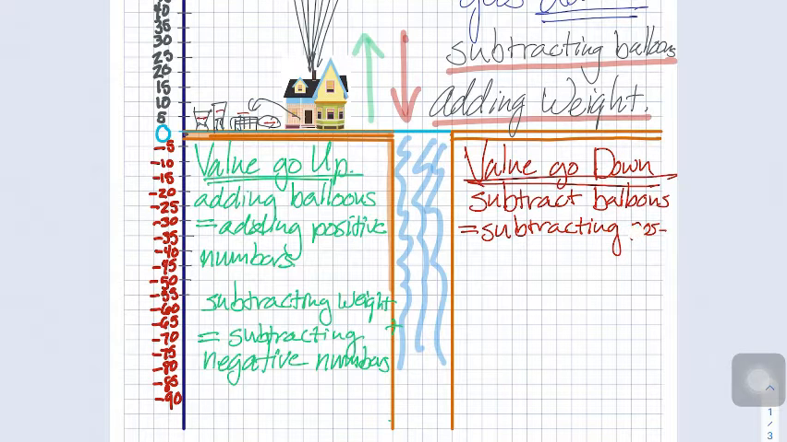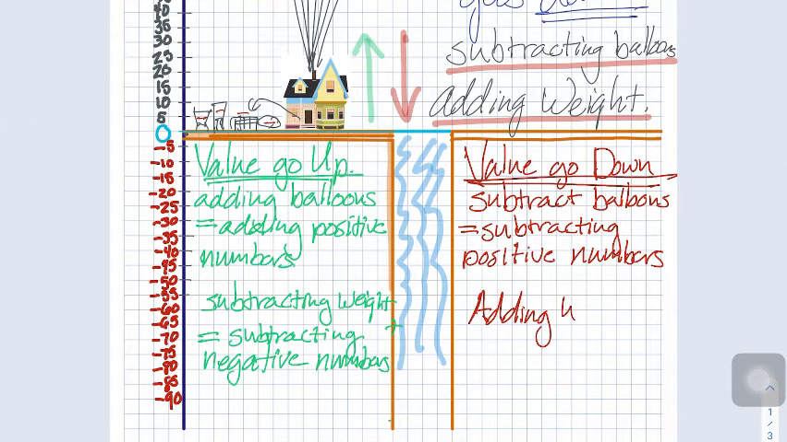I'm going to write this down here. We'll do it on the next line. Subtracting positive numbers. And then if we add weight, adding weight is also going to make the house go down. So adding weight is the same as adding negatives. Adding negative numbers.